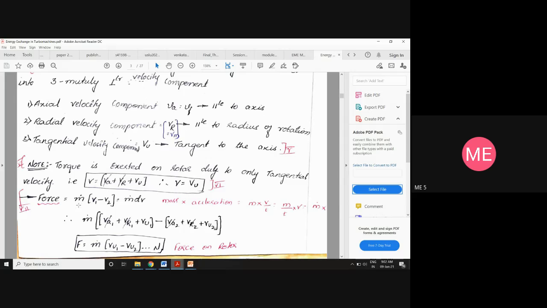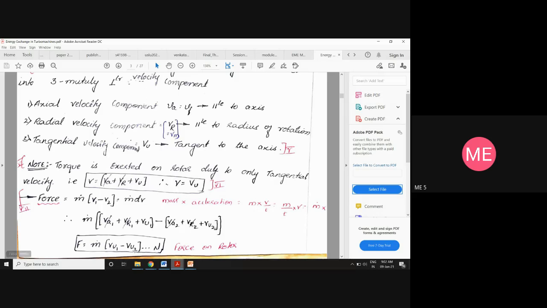Similarly, force. What is the force equation? Force is equal to mass into acceleration. Mass is m, acceleration is v by t. Taking t to one side, m by t into v. M by t I can rewrite as m dot. That is m dot into v1 minus v2, so m dot into dv. What is v1? As per this equation, v1 is a combination of these three. But if I cancel off these two, v1 will be equal to vu1. So m dot into vu1 minus vu2.